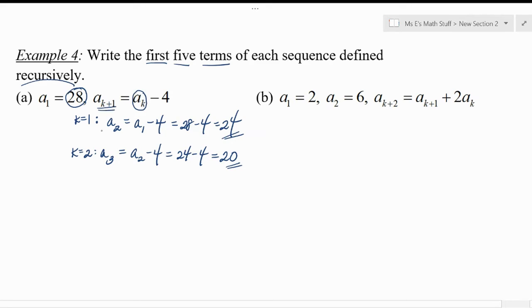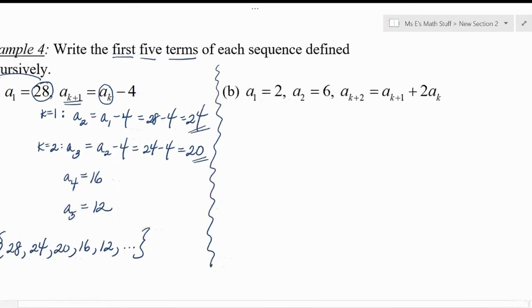And so anyway, at some point, a lot of us would drop this extra work and just say, oh, I figured out the pattern. A sub 4 is 16, and a sub 5 would be 12. And there you go. So let's list the terms using this notation. Your first term was 28, then you got 24, then 20, then 16, and then 12. And this sucker goes on in that fashion forever, but we were just asked for the first 5 terms. So hopefully that makes sense in the show lots of work way and the not show lots of work way.